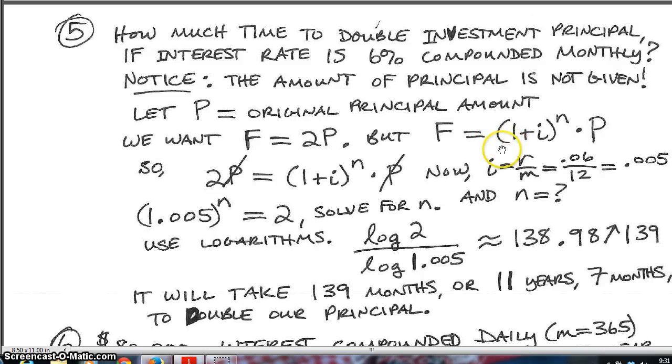So our i here, r over m, is 0.06 over 12, so 0.5%. That's the monthly nominal rate. And we want to see how many times we have to multiply that by itself, so raised to the n equals 2. And this is one of those problems where, if you're solving for an exponent, you have to use the log functions on the calculator. It's always the log of the one side of the equation without the variable divided by the log of the base. So in this case, log of 2 divided by the log of the base, 1.005.